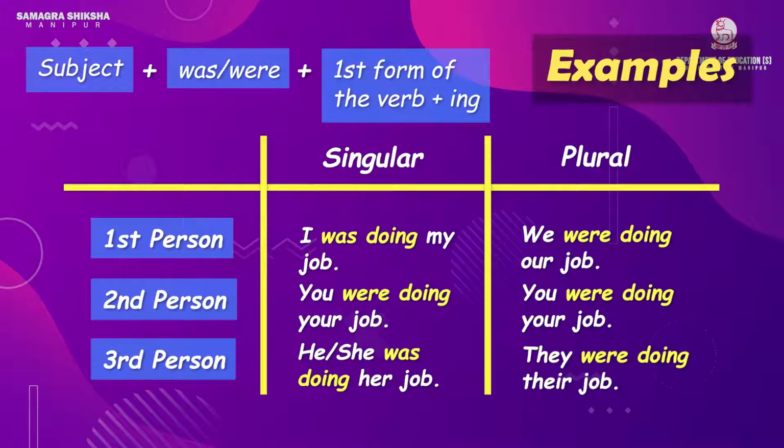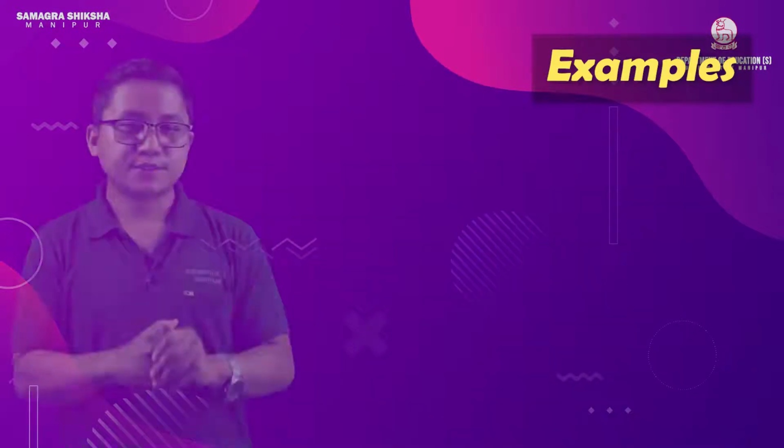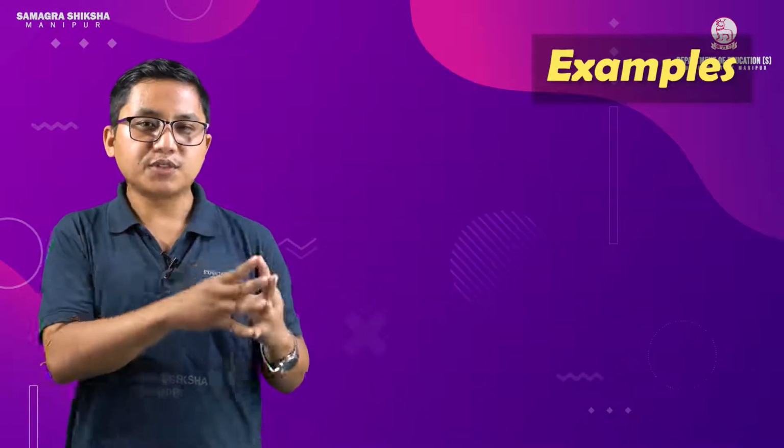Weird. So, it was raining heavily last night. It was raining heavily last night. So when I say that, it becomes the subject. The verb is rain, with the ing, the continuing form, raining. Then we use was, taking it as the subject, singular. So it is very easy.